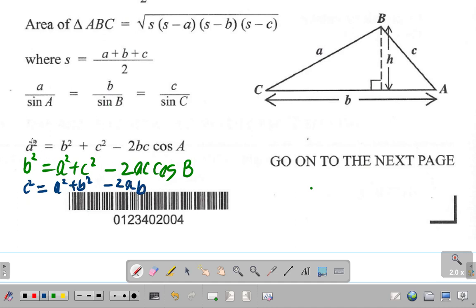In this case, you don't know what A is, so you cannot put 2 times A times C because you don't know what A is. That's what you're calculating, alright? So C squared is equal to A squared plus B squared minus 2AB cos C. Alright?